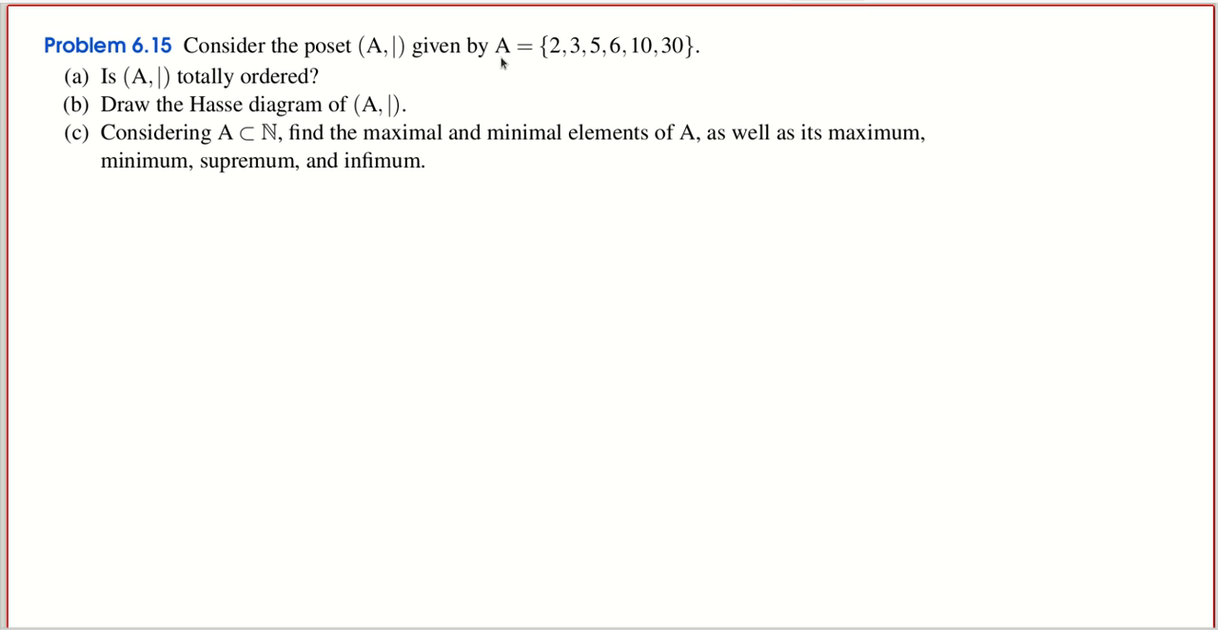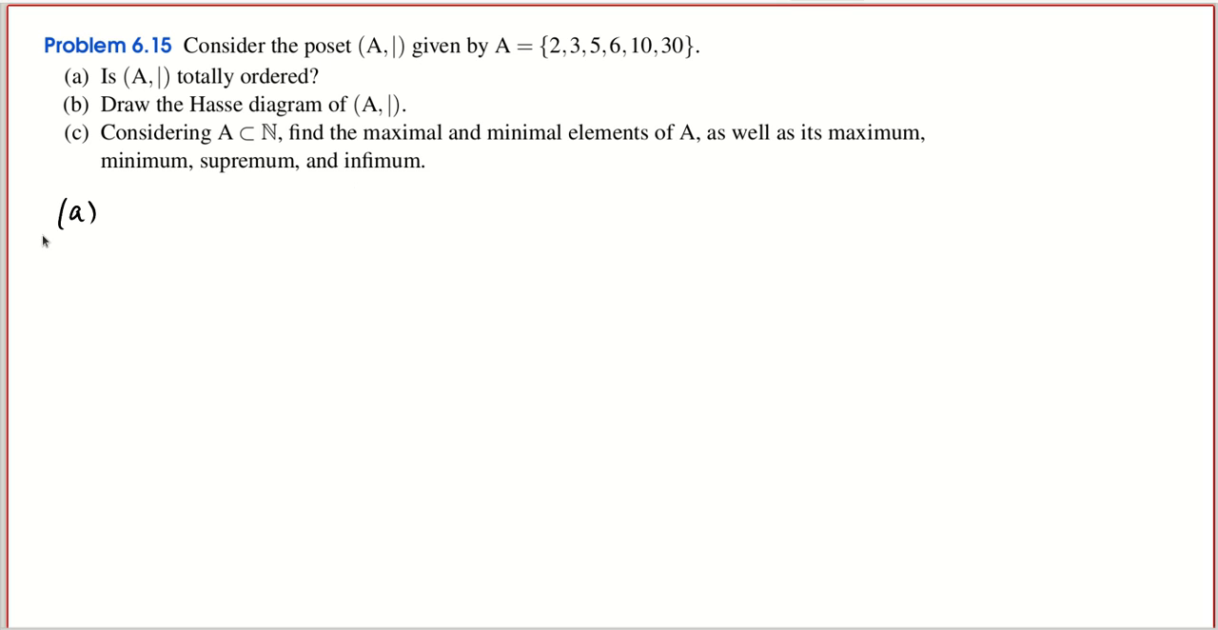We have the set A of these natural numbers, and they are ordered with the relation division, right? The first question we have to answer is whether this set is totally ordered. Then draw the Hasse diagram, and then considering A as part of the natural numbers, find the maximal and minimal elements of A, as well as the maximum, minimum, supremum, and infimum when they exist. All right, so let's go to A first.